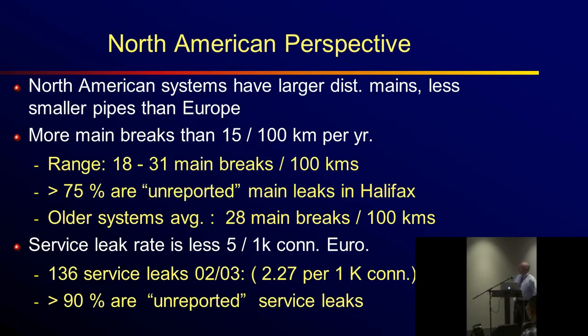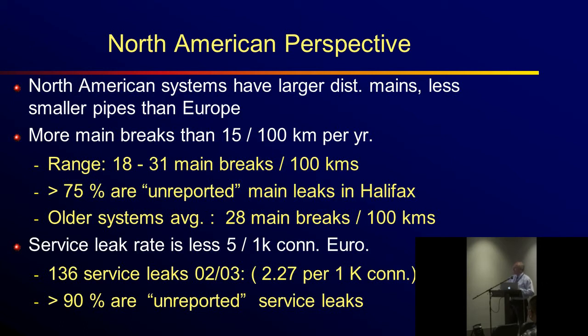North American perspective: the purpose of this is to put things in your perspective, okay? Think about the types of leaks that you have in your system, how many you've got, so you can have some relationship to what's happening, because systems are different in different parts of the world. Okay, the way they're designed, as I mentioned earlier. North American systems have larger distribution mains and smaller pipes than in Europe. And typically there's more main breaks than 15 per 1,000.